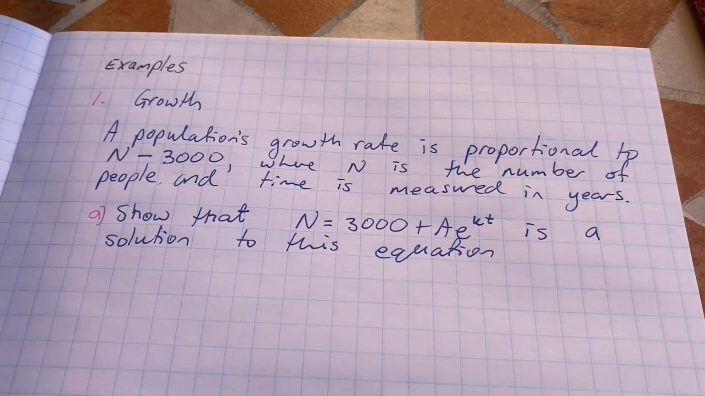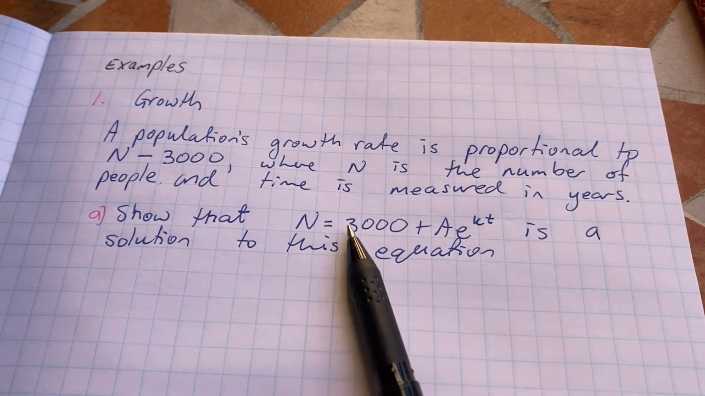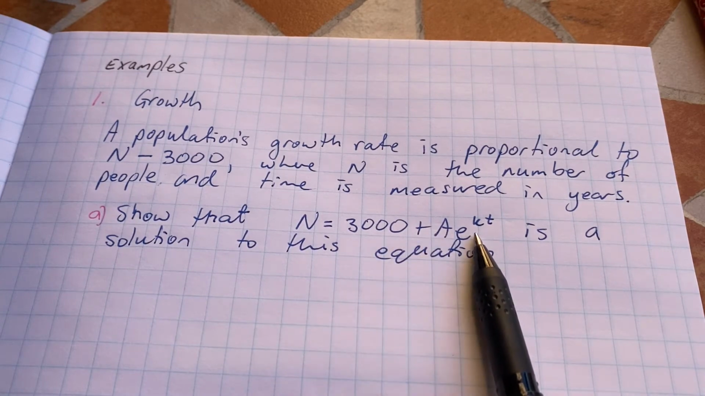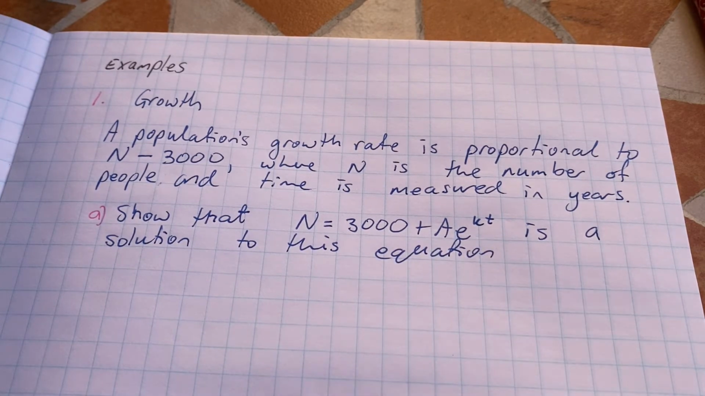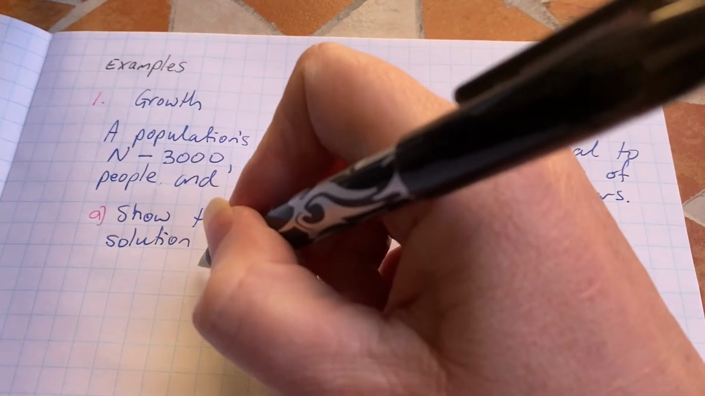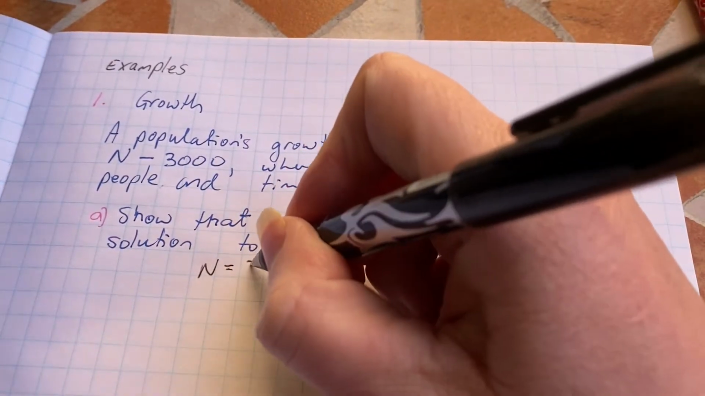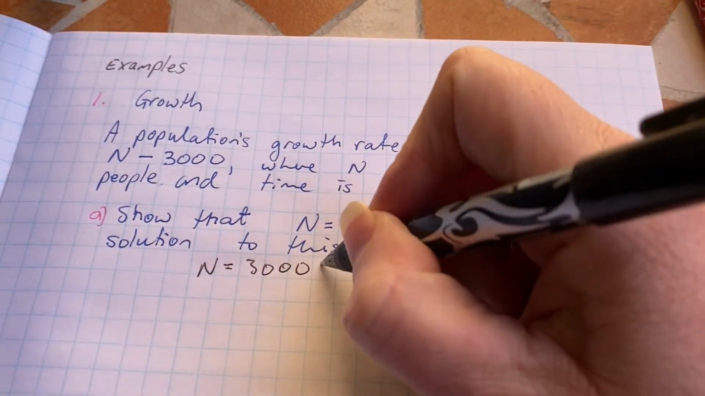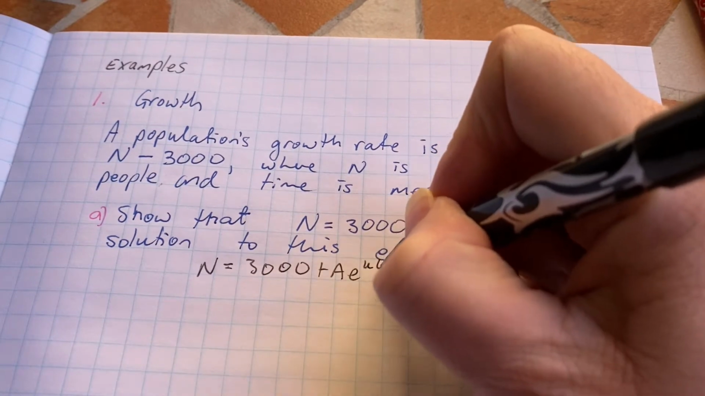So in this example, a population's growth rate is proportional to n minus 3,000, where n is the number of people and time is measured in years. Show that n equals 3,000 plus Ae^(kt) is a solution to this equation. So I'll just write down that equation again. n equals 3,000 plus Ae^(kt).